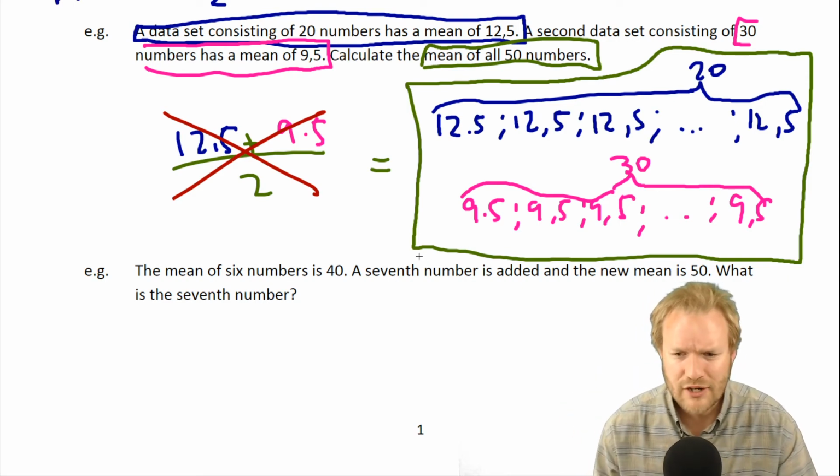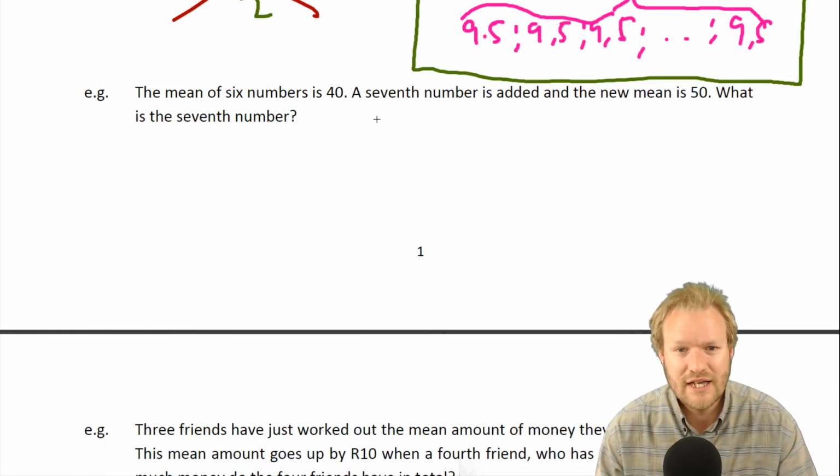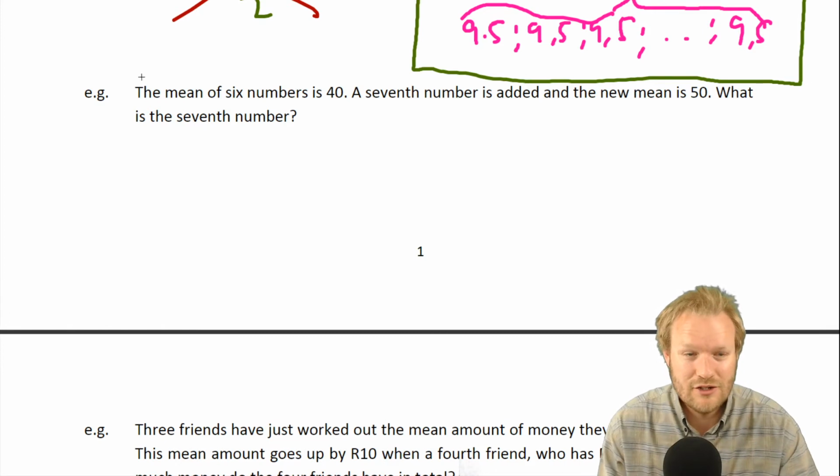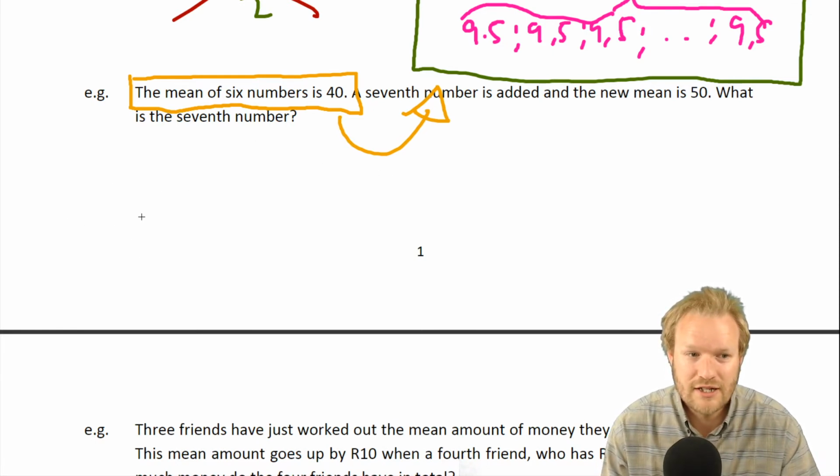Okay, that's right. The mean of 6 numbers is 40. A 7th number is added and the new mean is 50. What is the 7th number? Can you think about, so I just want to put a question here so that you can pause and think about this one, and how you could use the thinking that we had above in thinking of what this data set looks like?